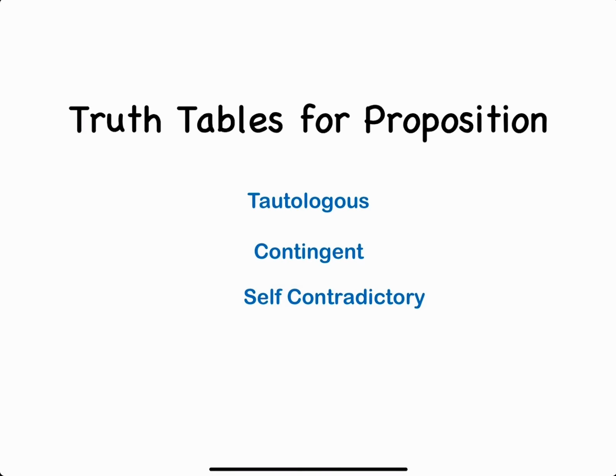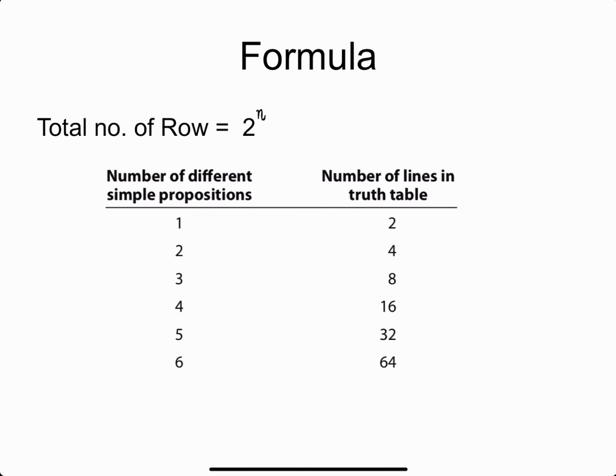Today in this video we will be discussing truth table for prepositions. So basically we will be discussing what tautology, what contingent or self-contradictory means, and we'll also be solving some questions based on it. Let's start first with the formula which we have to remember.